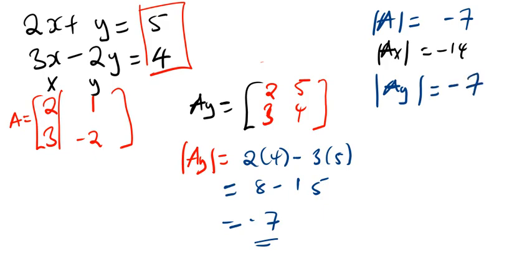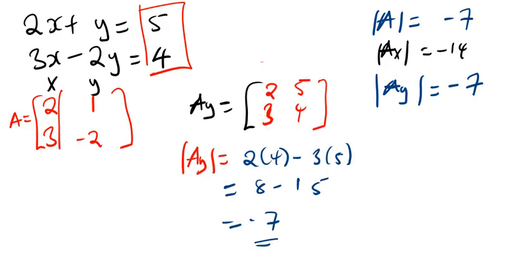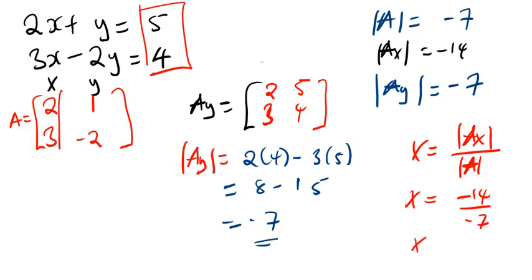Now, after finding these two, I can go ahead and find the value of x. To find the value of x, I'm supposed to take the determinant of AX divided by the determinant of A. So therefore, x will be equal to AX, negative 14, over A, negative 7. So the value of x is 2.